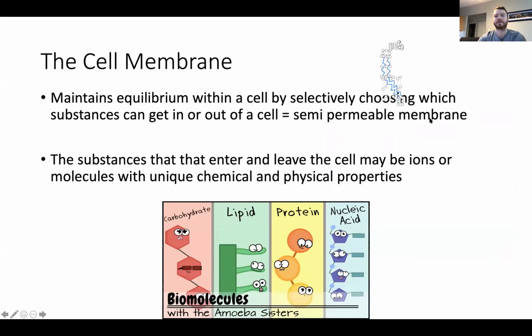Okay, so the cell membrane, the phospholipid bilayer, it maintains equilibrium within a cell. So equilibrium being kind of like the happy balance of ions and elements and chemicals inside of the cell. So it maintains equilibrium within a cell by selectively choosing which substances can get in or out of a cell. So we call this a semi-permeable membrane. If everything was able to make it through, we would call it a permeable membrane.